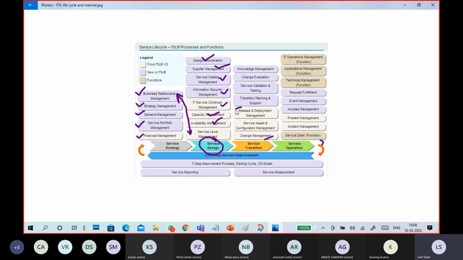And another important one is release and deployment management. It means whenever your design is completed and your build is completed, now you have to release the product to the customer. That is release and deployment management. In that, how do you deploy to the customer? How you deploy to the customer is very important.